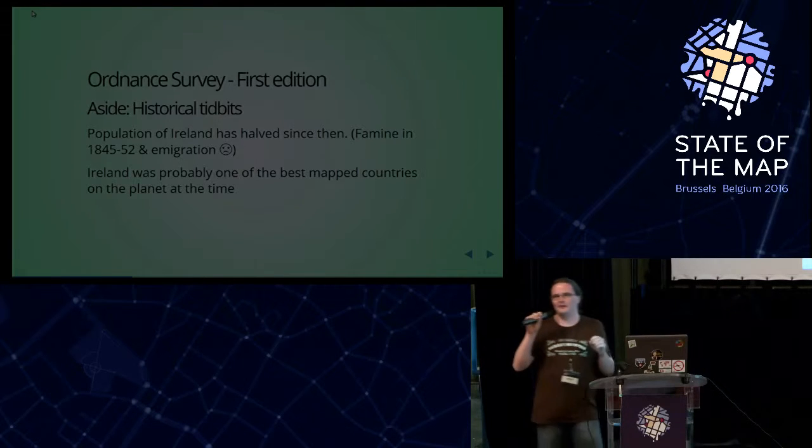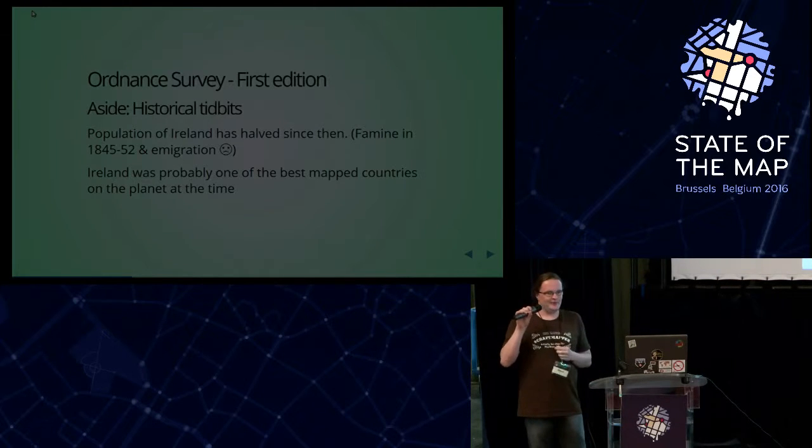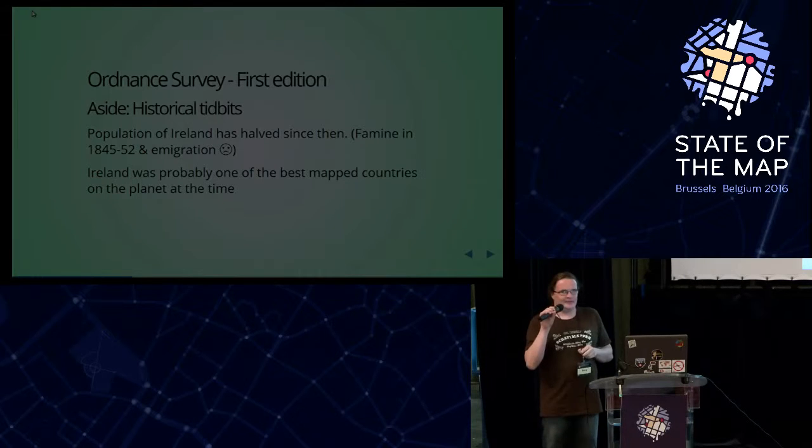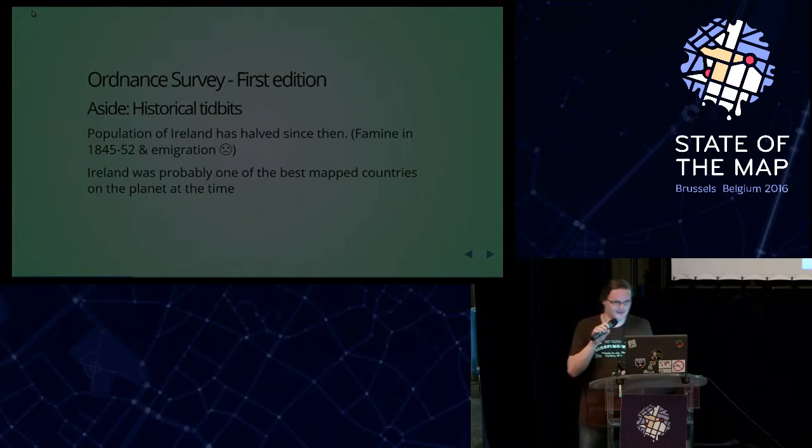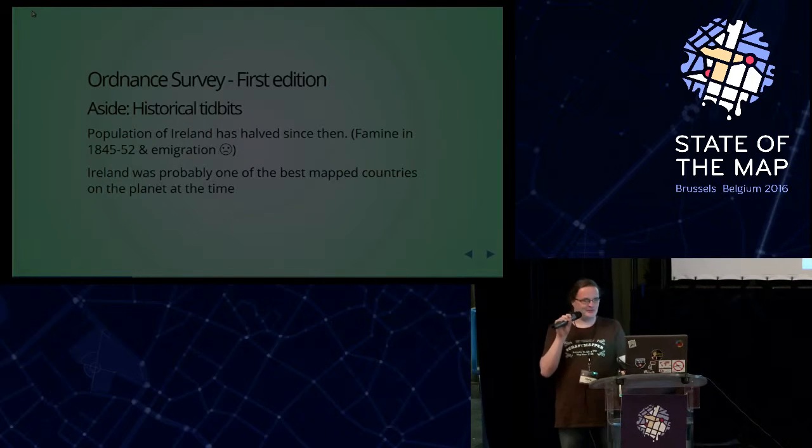They showed townland borders and obviously copyright has expired on these maps. So it was a long time ago. You might think they're not very useful, but the population's actually gone down since then because there was a famine. Ireland was probably really, really well mapped compared to most other countries.